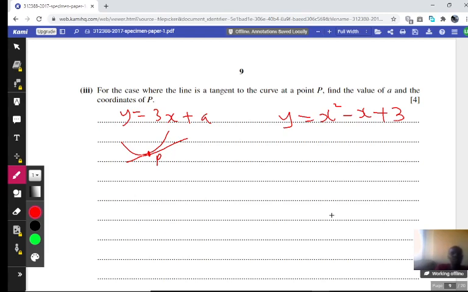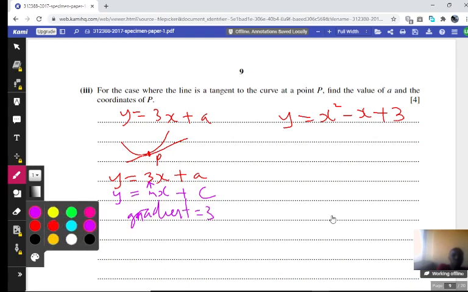So now, let's find the gradients of the two. The tangent is easy because y is equal to 3x plus a. You just express it in the form y equals mx plus c. It's already in that form, where m is the gradient. So m is the gradient, which is 3. So our gradient here is 3. Now let's find the gradient of the curve.